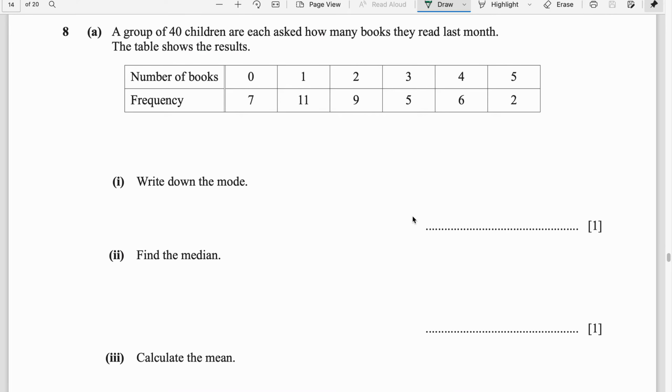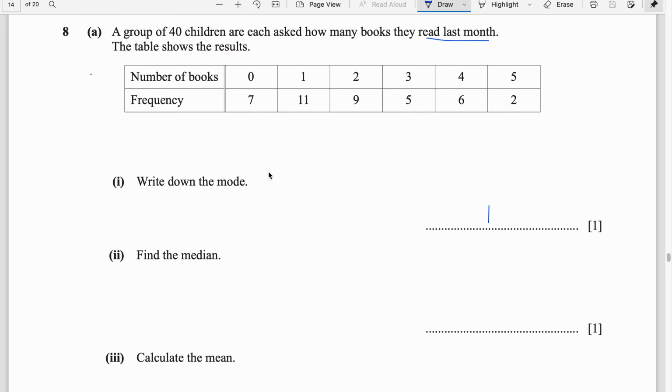Question number 8. A group of 40 children are each asked how many books they read last month. The table shows the results. Write down the mode. So maximum frequency is 11. So our mode is 1.